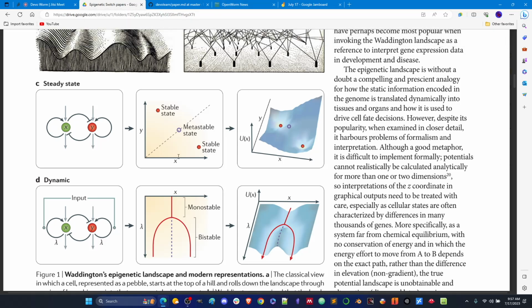Okay. So, we have metastability introduced by the intermediate filament ring. Okay.